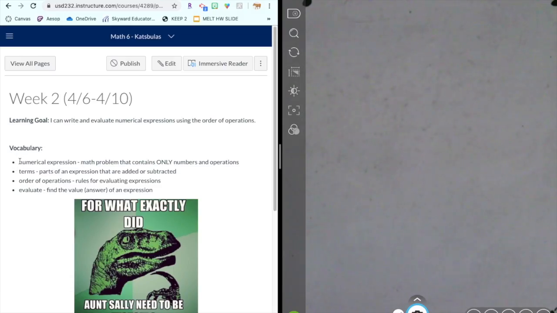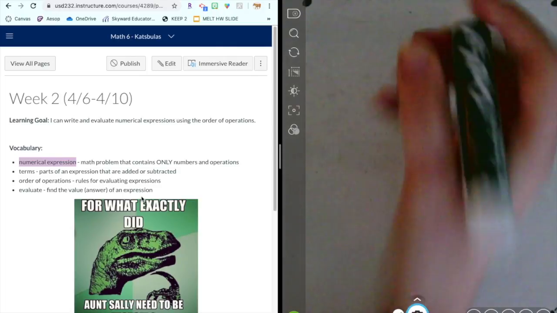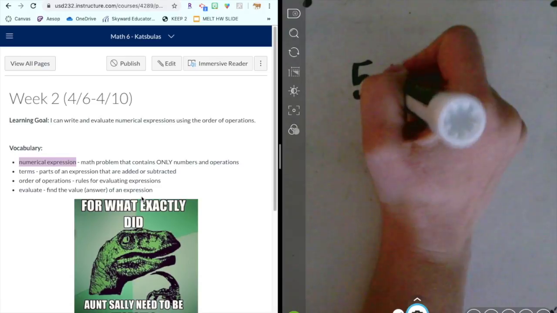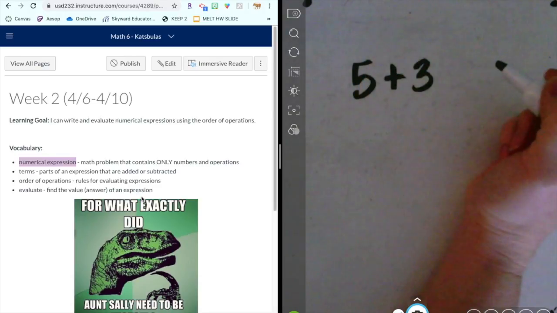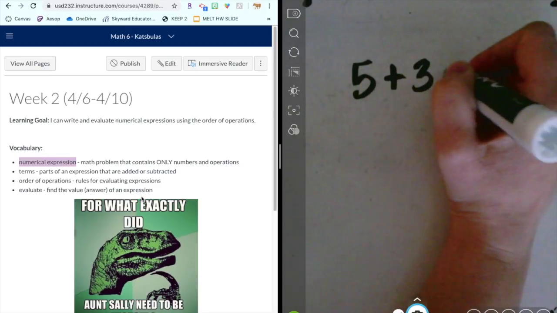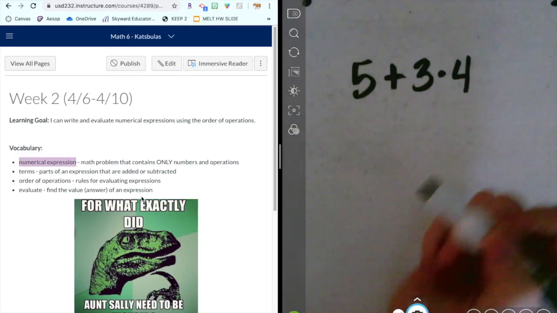Here's my Canvas page. We need to know some vocabulary. Right here, numerical expression. That is a math problem that only has numbers and operations. The terms are the parts of the expression that are added or subtracted. So over here, a numerical expression could be 5 plus 3 times 4. That could be an expression.